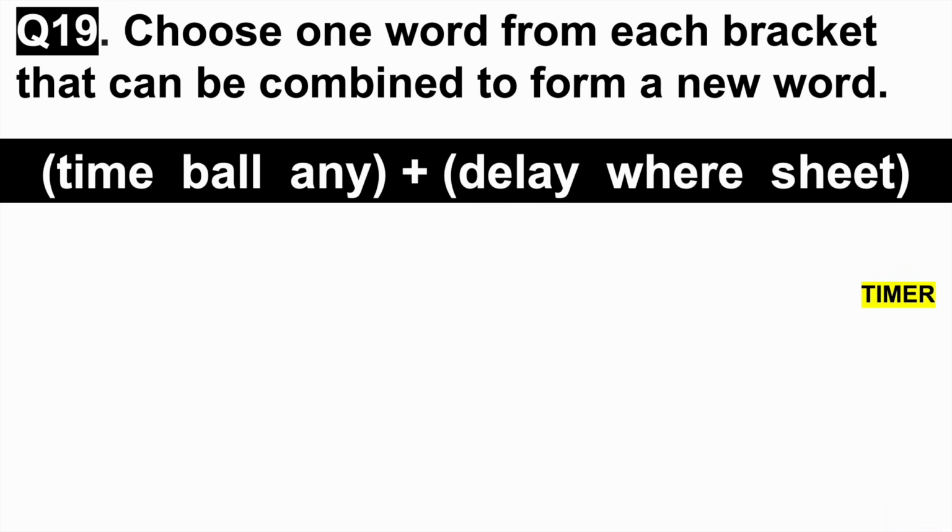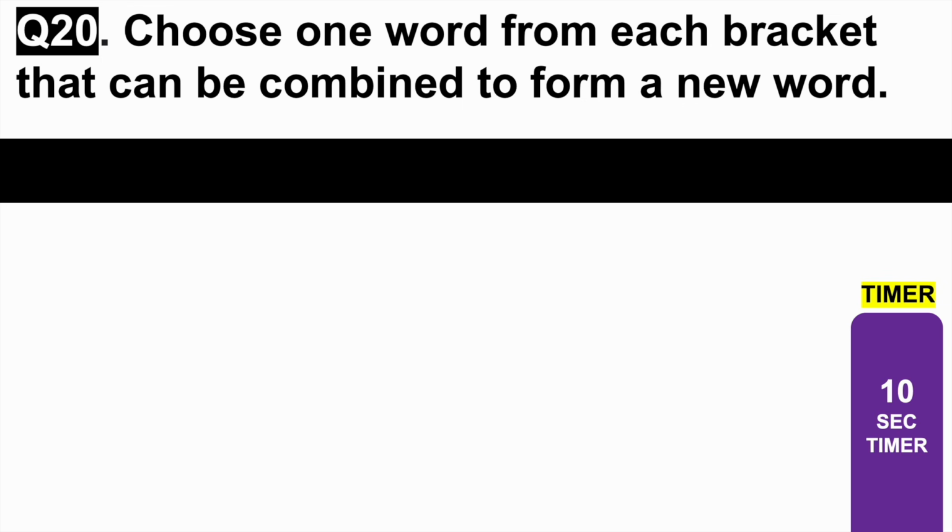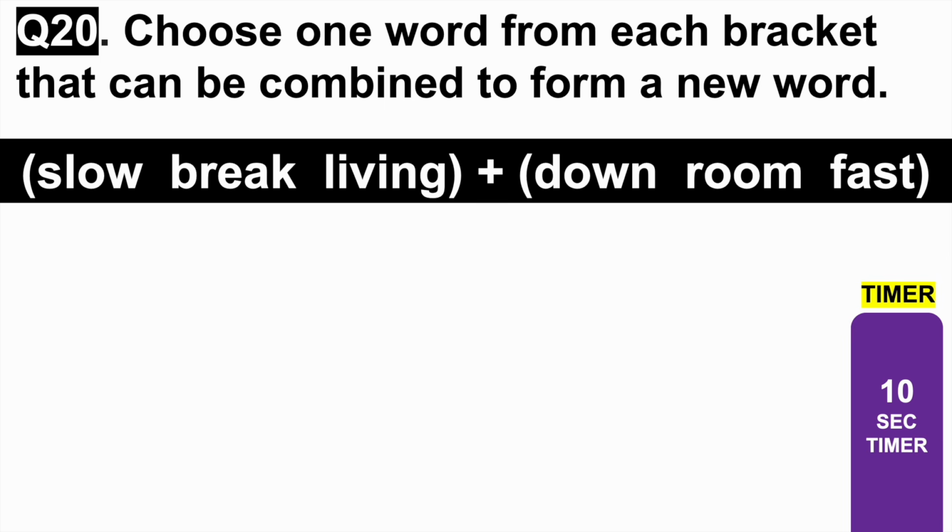Well done. English language test question 20. Choose 1 word from each bracket that can be combined to form a new word. Slow, break, living, and down, room, fast. Here is your 10-second timer.